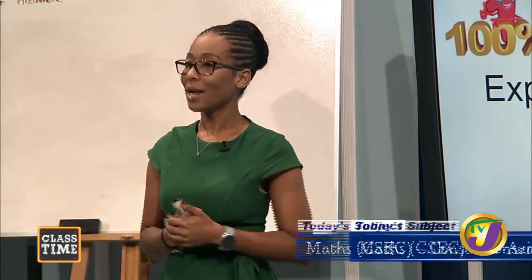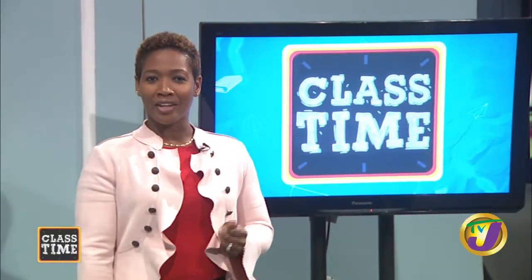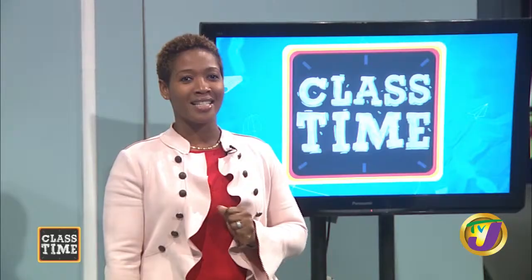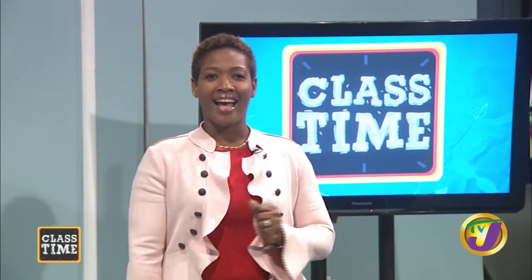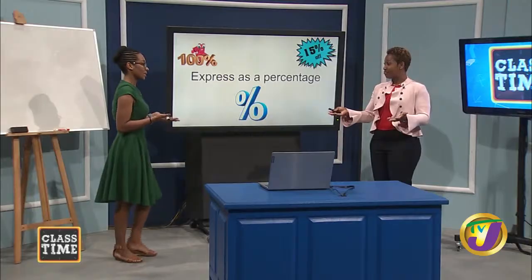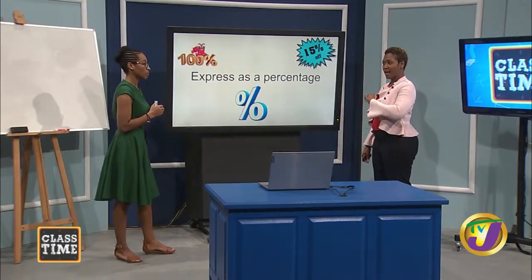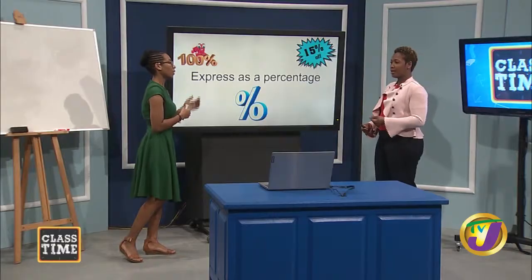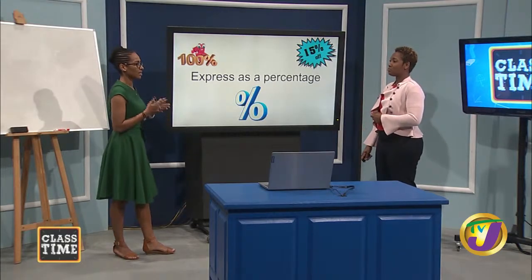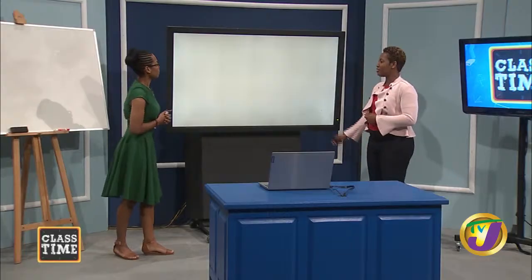Thanks for sticking with us. We've been looking at consumer arithmetic. If you're just joining us, don't worry. You can always catch what you've missed later on JNN at 5 p.m. So let's continue. We've looked at discount, sales profit, tax, profit, loss, cost price, selling price. So now we're going to take a look at expressing these as a percentage of some value.